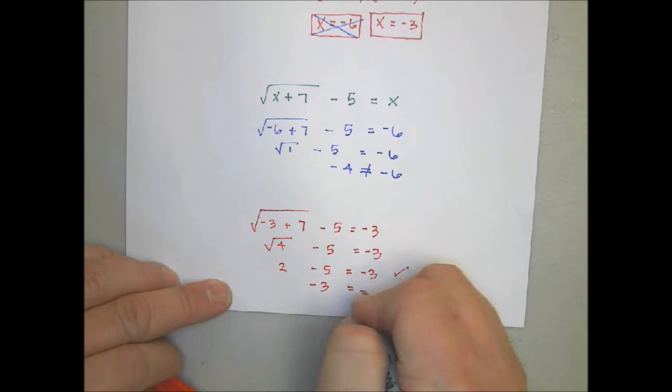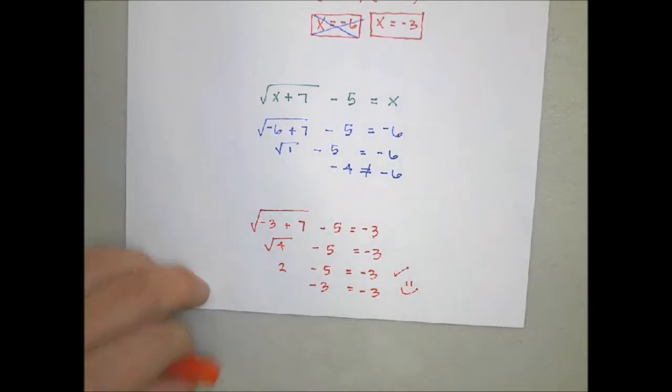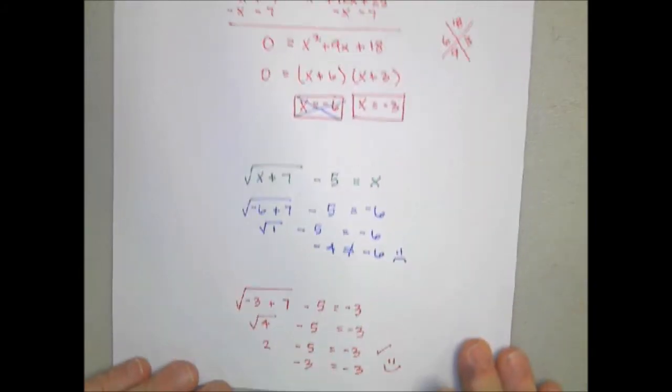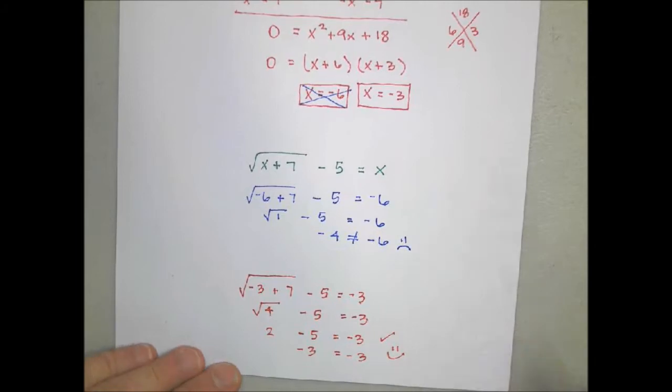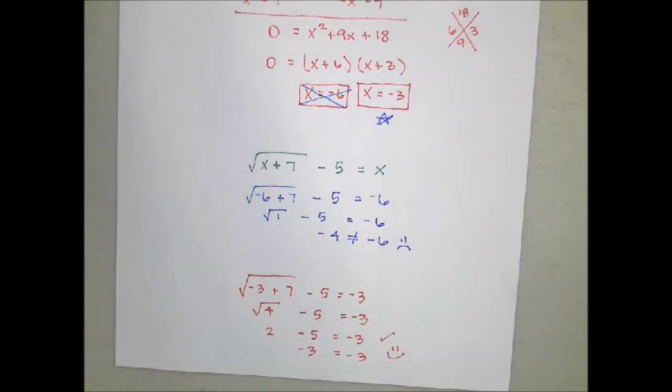Negative 3 really does equal negative 3. So when we plugged in negative 3, we got a true equation. So we get to keep negative 3 as an answer, but when we plugged in negative 6, we didn't get a true statement, and so therefore we had to throw negative 6 out as what we call an extraneous solution.